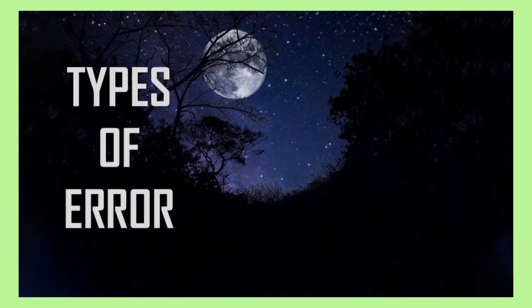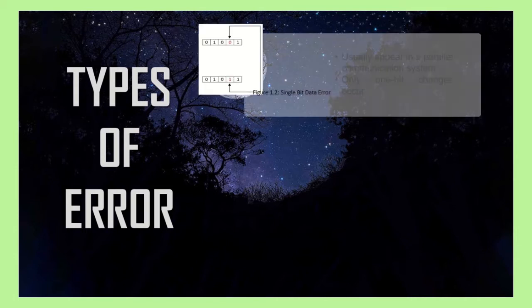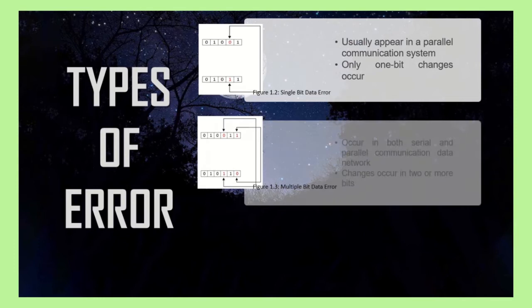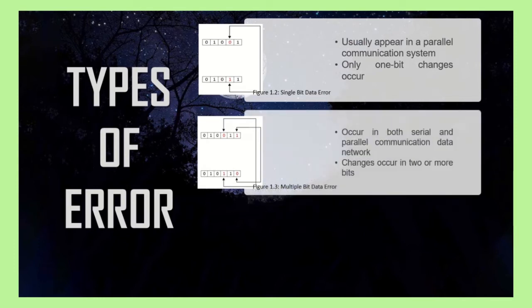Next is types of error. Here are a few errors that may occur in the system network during data transmission. The first one is single bit data error. This error type rarely occurs in a serial communication system and appears only in a parallel communication system. It is called a single bit data error since only one bit changes. Next one is multiple bit data error. It is called a multiple bit error since the changes occur in two or more bits. This error can occur in both serial and parallel data communication networks.